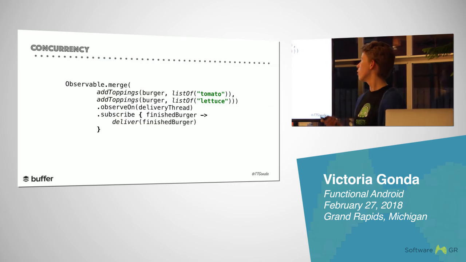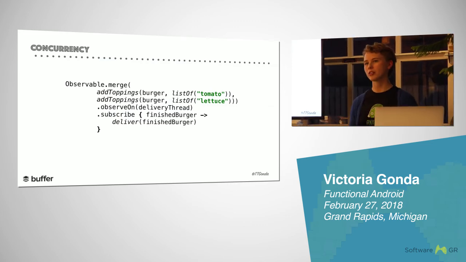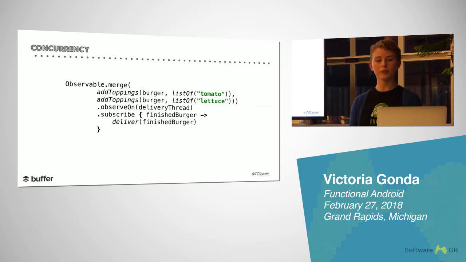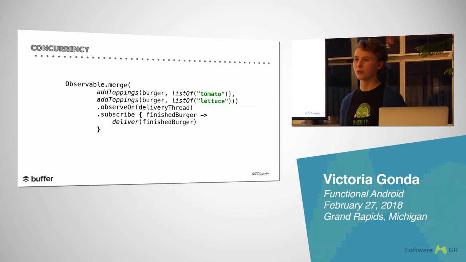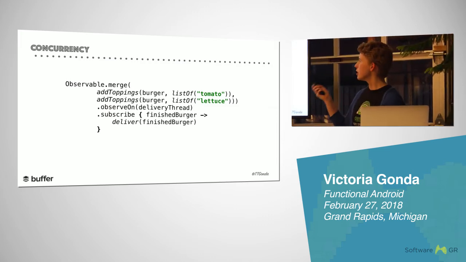And then after that, we're observing on the delivery thread. So we're going to say that in the end, when the burgers are done and emitted, they'll be delivered on this different delivery thread. And the subscribe is just listening for those events and delivering them. So that's what the merge, observe on, subscribe, deliver is doing.